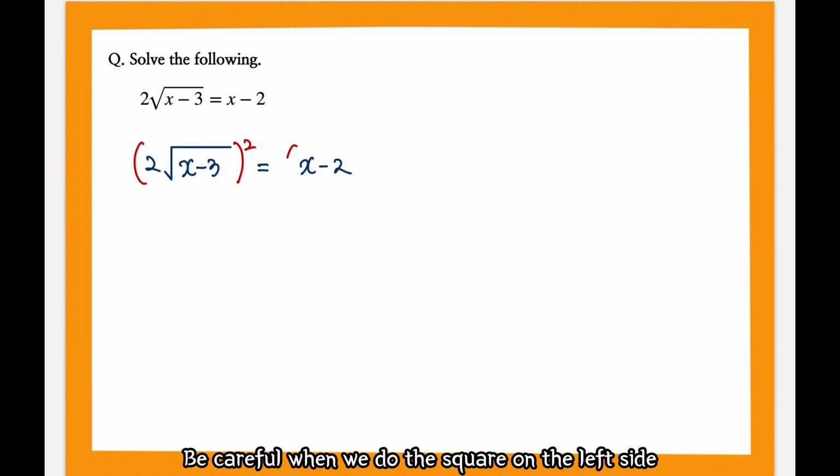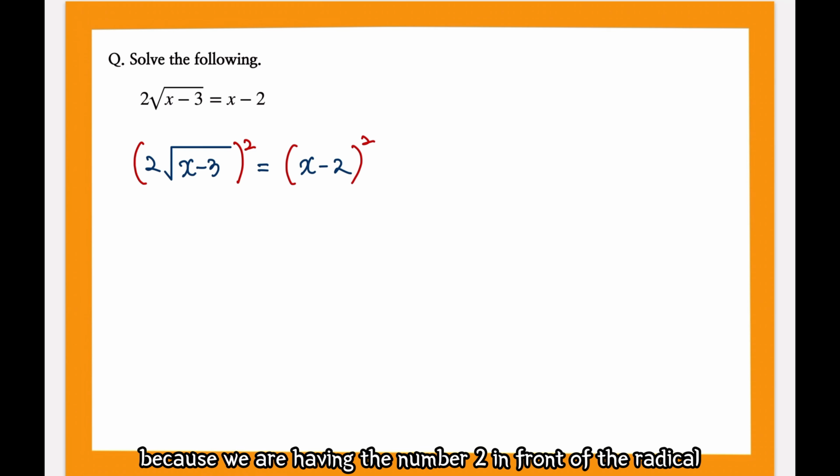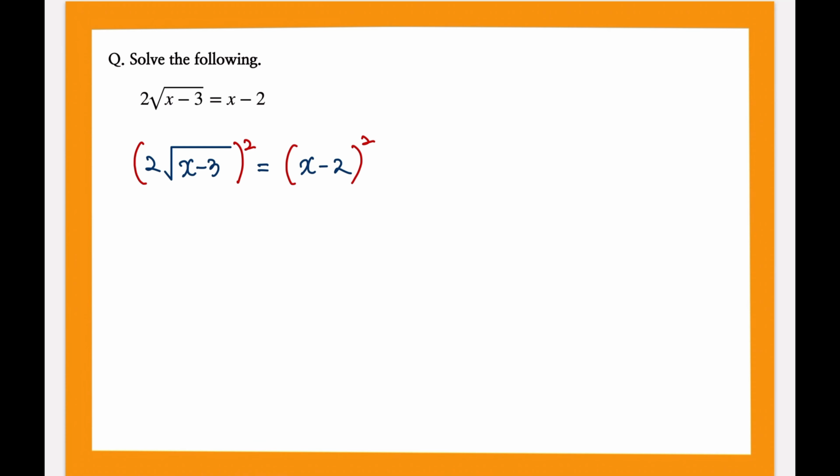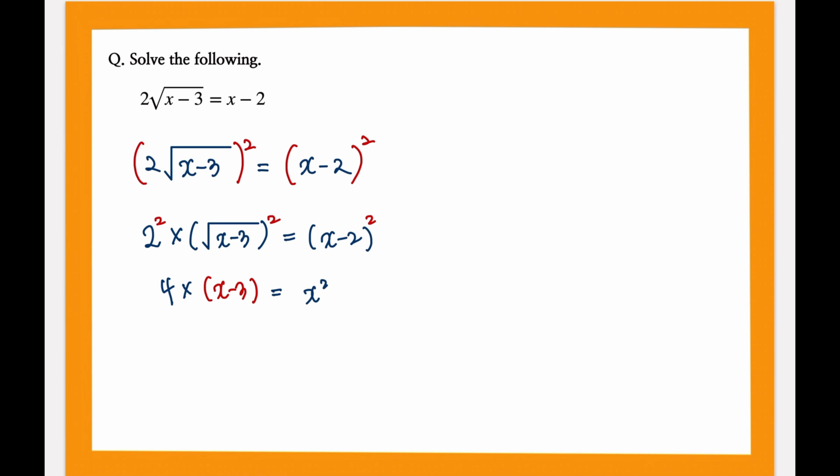Be careful when we do the square on the left side because we are having the number 2 in front of the radical. So 2 to the square times by root x minus 3 to the square is equal to bracket x minus 2 to the square. So we need to simplify into 4 times by x minus 3 equals to x squared minus 4x plus 4.